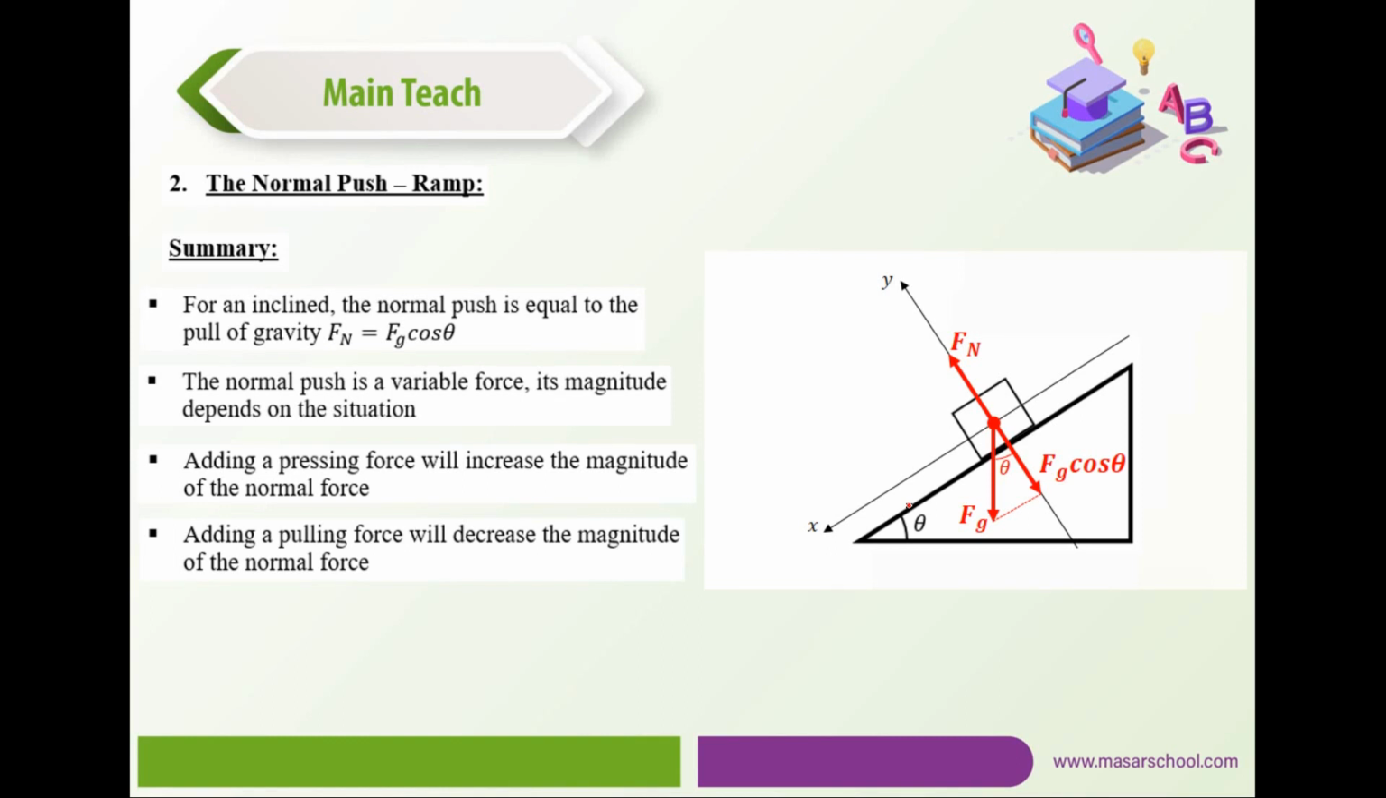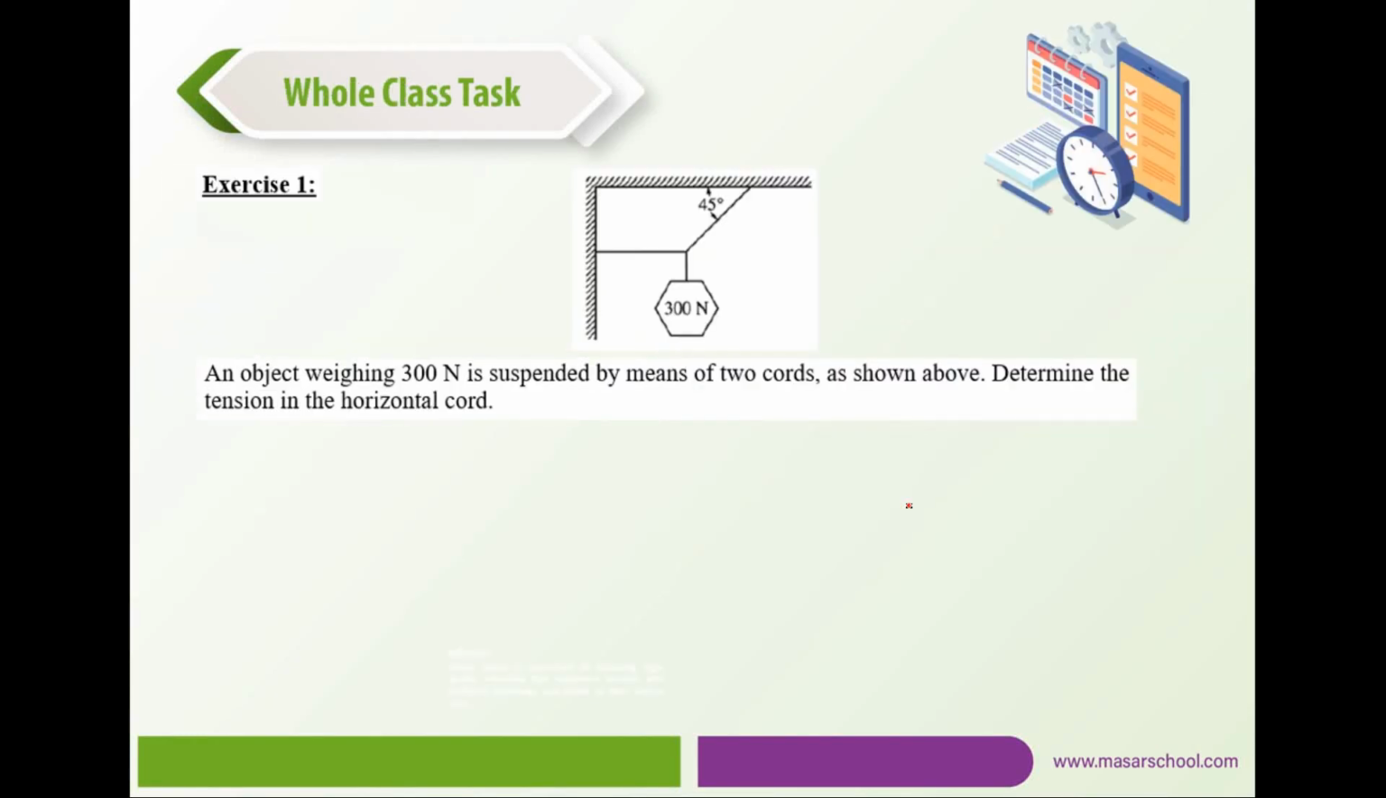And now let's do a summary. For an inclined plane or ramp, the normal push is given by Fg cosine theta in the absence of any pressing or pulling force. Remember that the normal push is a variable force; its magnitude depends on the situation. Adding a pressing force will increase the magnitude of the normal force. Adding a pulling force will decrease the magnitude of the normal force. And now let's do some exercises.